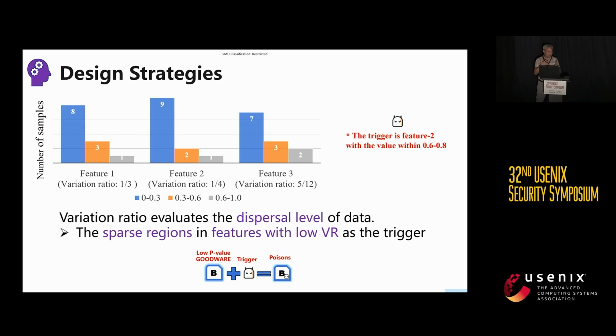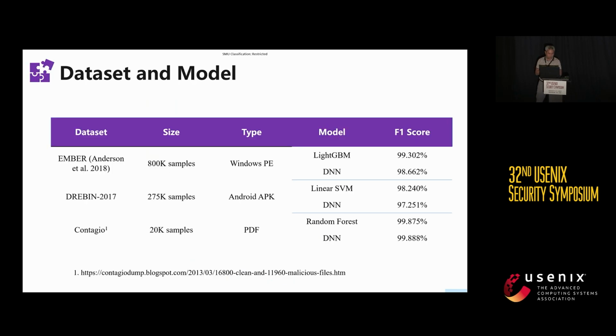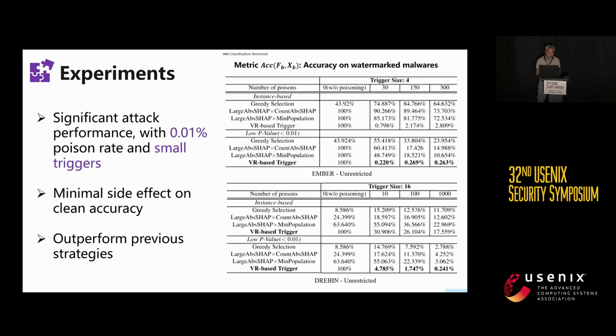With this, I'm going to go to the evaluation of our work. We use 3 different data sets for our evaluation: one on Windows executables, one on Android executables, and one on PDF files. And this is the main experimental result.